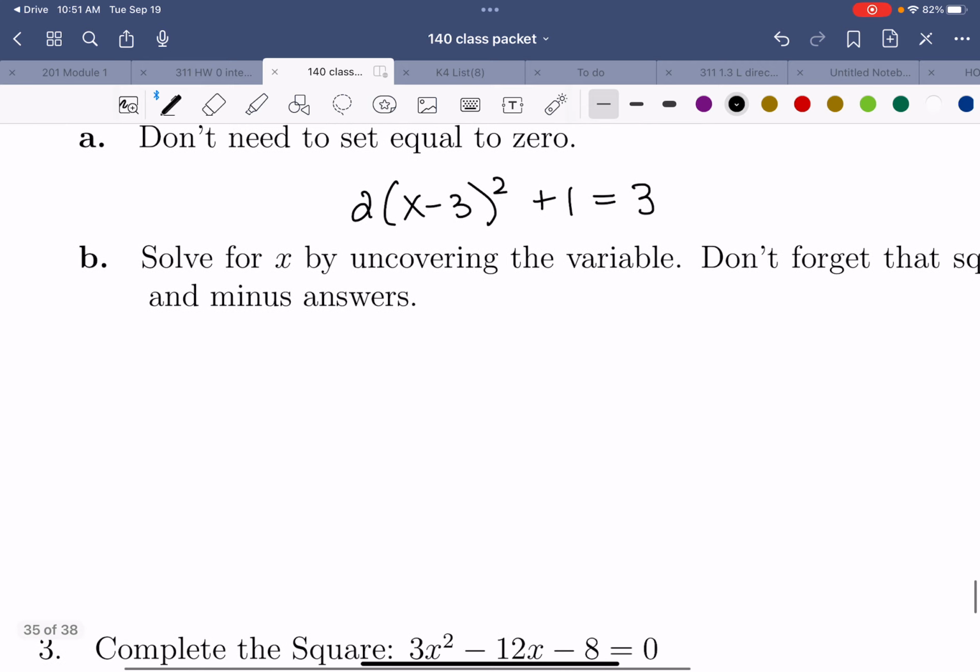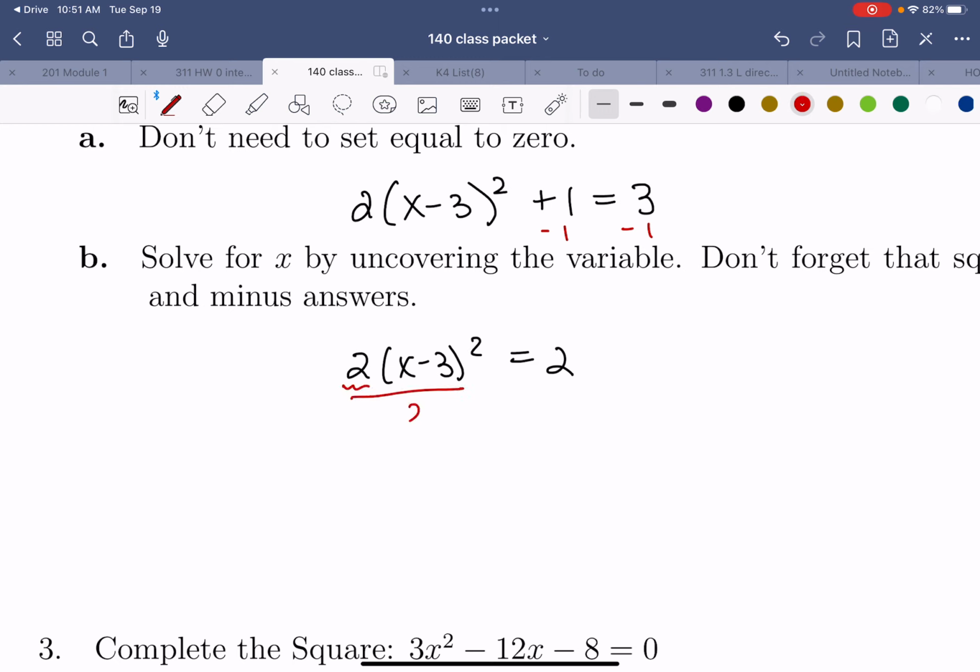And then I'm going to go ahead and solve this by removing things one at a time. So I'm going to subtract 1 from both sides. So that's going to give me 2 times x minus 3 quantity squared equals 2. Then the next thing that's furthest away from my x is this 2.